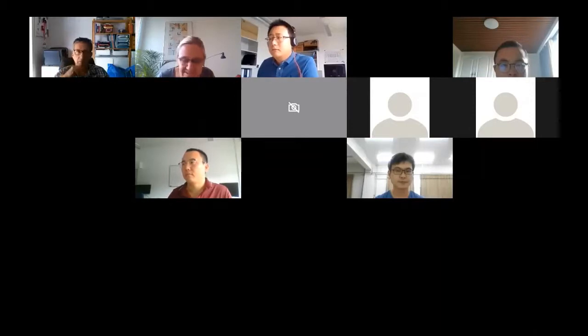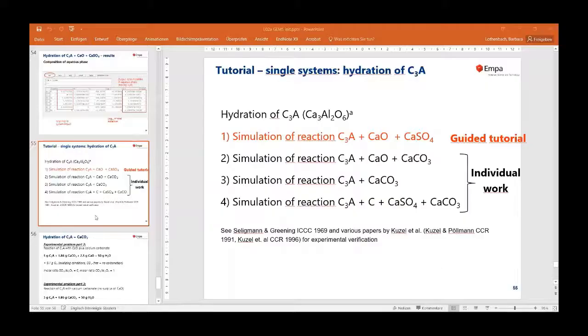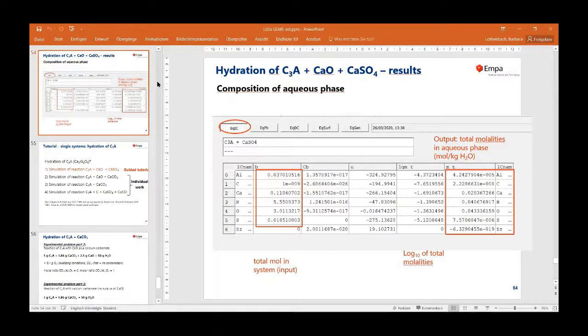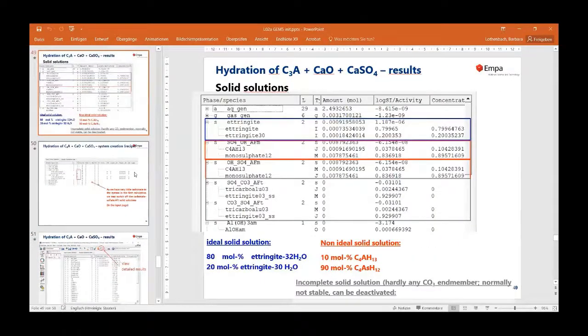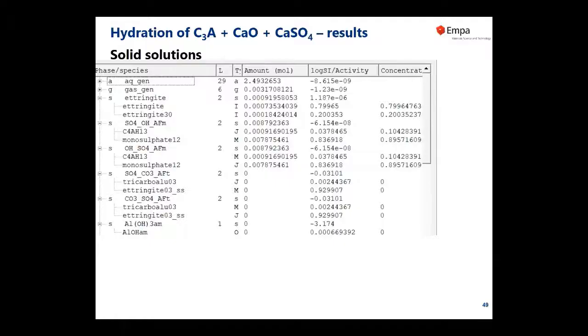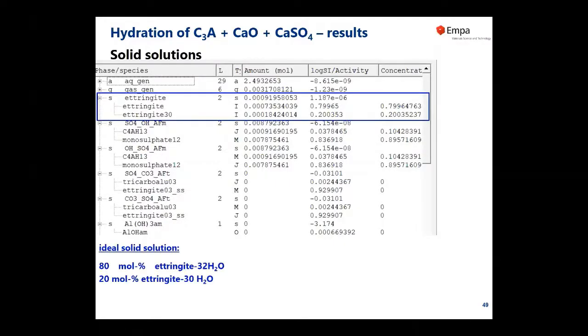Yes, that's a good question. Let's go back to that. I didn't explain it because there are a lot of things you try to understand at the same time. Basically, we have something which we call an ideal solid solution, like ettringite. What is a solid solution? We will explain that later again. But basically, a solid solution is a mixing of one solid with another.